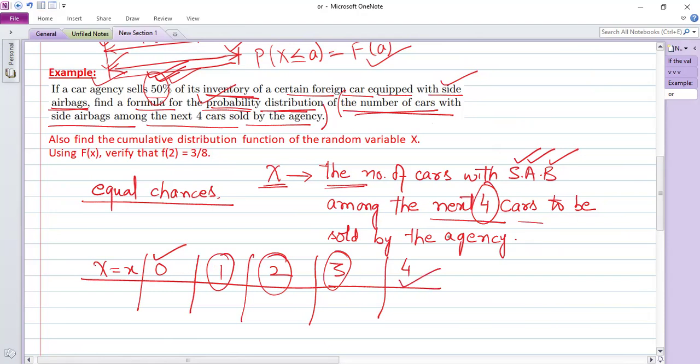And if out of these four cars to be sold by the agency, there is say one car with side airbag, what about the remaining three? They will be without side airbag. If there are two cars with side airbag among these four cars, then what about the remaining two? The remaining two will be without side airbag.